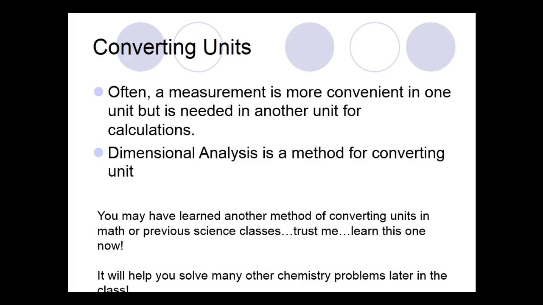So this first slide is just kind of some background information. You don't really need to write it in your notes. It says often a measurement is more convenient in one unit but is needed in another unit for calculations. Dimensional analysis is a method for converting units. You may have learned another method of converting units in math or in previous science classes. Trust me, learn this one now. It will help you solve many other chemistry problems later in class. So when you hear my juniors crying about moles and titrations, this is usually what they're crying about.